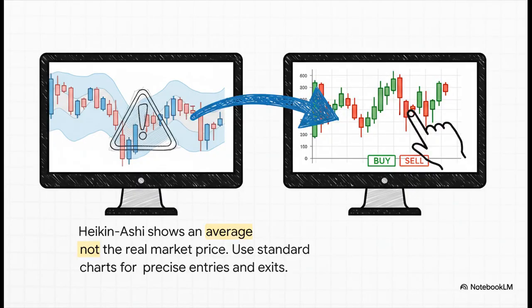Now, if you remember only one thing from this, let it be this. The price you see on a Heikin Ashi chart is an average. It is not the actual live trading price of the asset. That's why you should always flip back to a standard chart when it's time to actually place your order for a precise entry or exit.